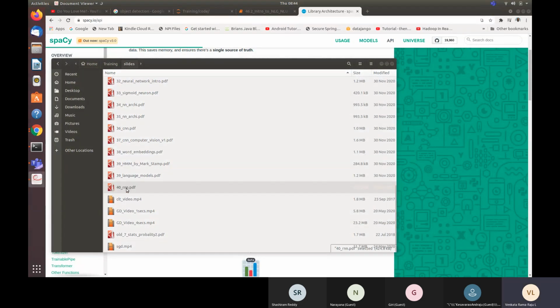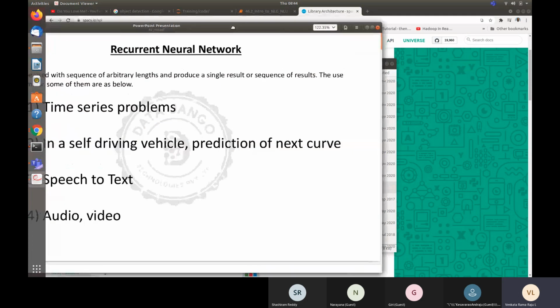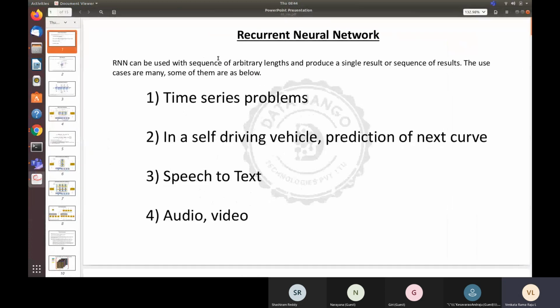So let us start this very exciting recurrent neural network concept. Okay, recurrent neural network is used in time series problems. Okay, self-driving cars. The RNN is used to predict whether there is going to be a turning or a bump, or a U-turn, or it's going to predict what is going to happen in future based on what it has seen so far.